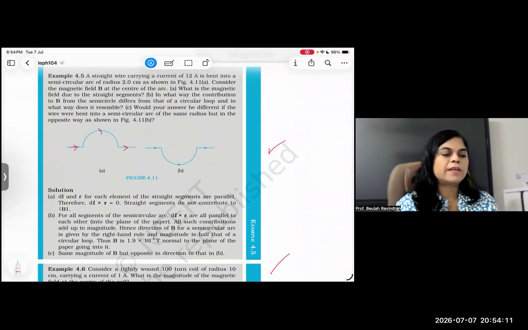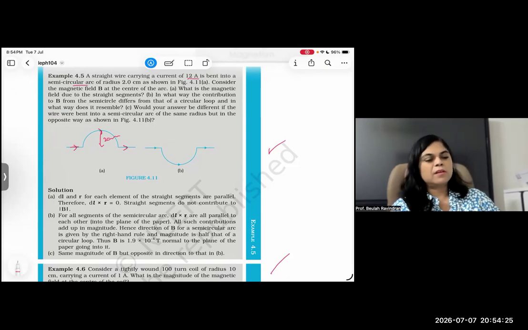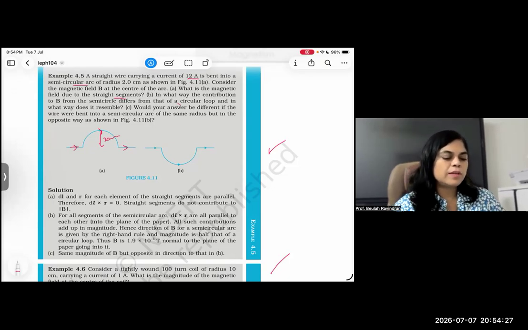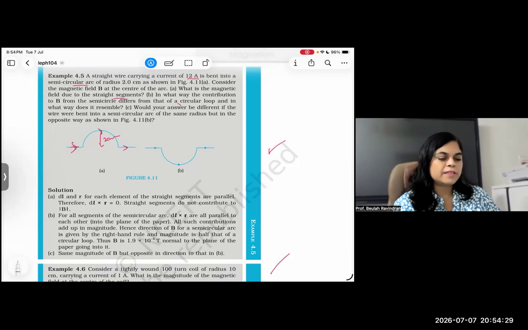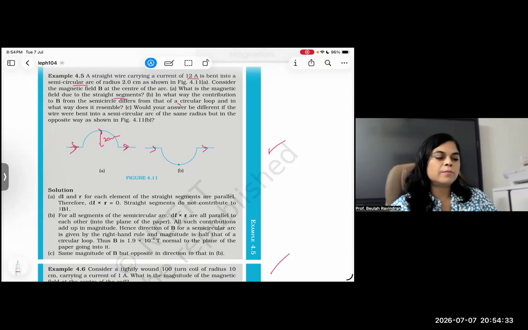See here, a straight wire carrying a current of 12 ampere is bent into a semicircular arc of radius 2 centimeter. Consider the magnetic field B at the center of the arc. What is the magnetic field due to the straight segments? So you are asked to find the magnetic field due to the straight segments. And next one.